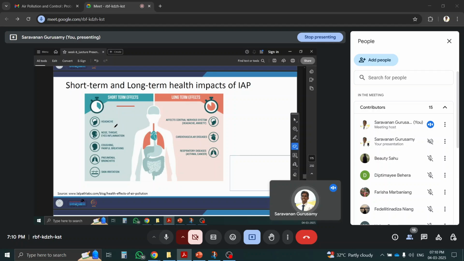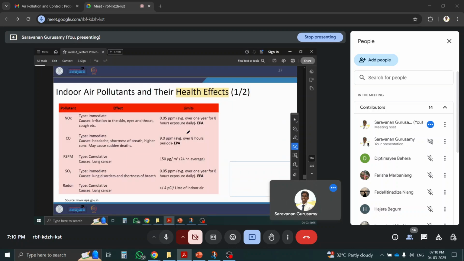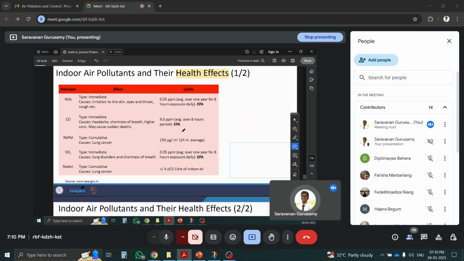Short-term effects include headache, nose, throat, and eye inflammation, coughing, and skin irritation. But long-term effects include carcinogens, most are carcinogens. So respiratory disease like asthma and cancer, and headache and anxiety that will affect the nervous system. So these are the different health effects due to different indoor air pollutants.